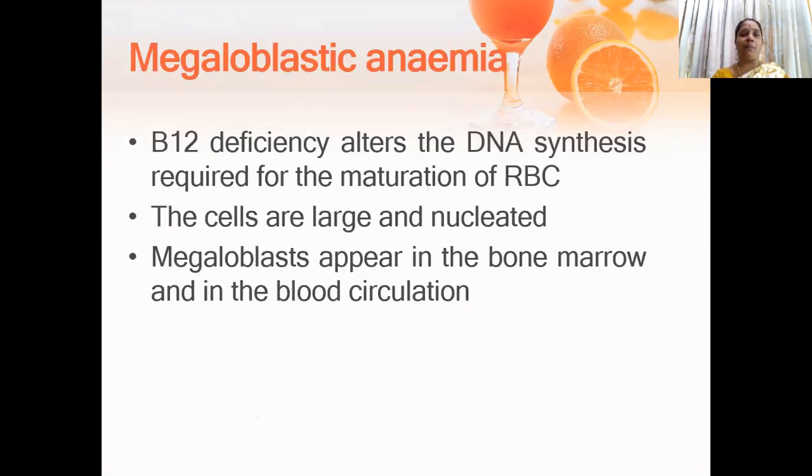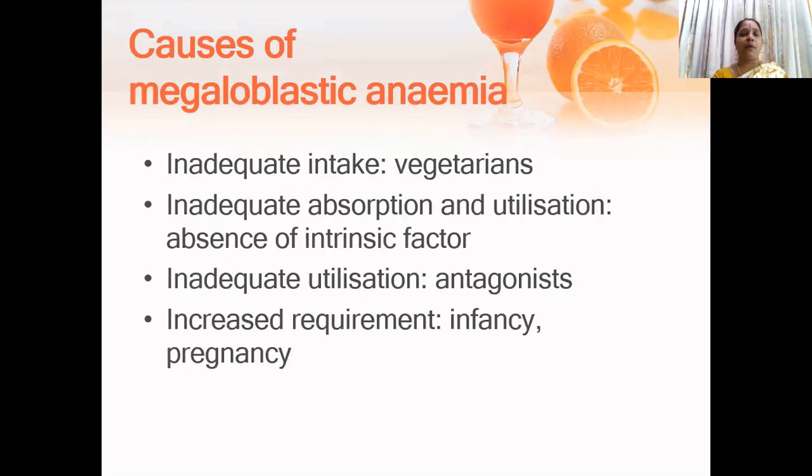The next type is the megaloblastic anemia. Vitamin B12 deficiency alters the DNA synthesis that is required for the maturation of RBC. The cells are large and nucleated. Megaloblasts appear in the bone marrow and in the blood circulation. The causes of megaloblastic anemia are due to inadequate intake, like in the vegetarians, and all of us know that the vitamin B12 is present only in the non-vegetarian foods.